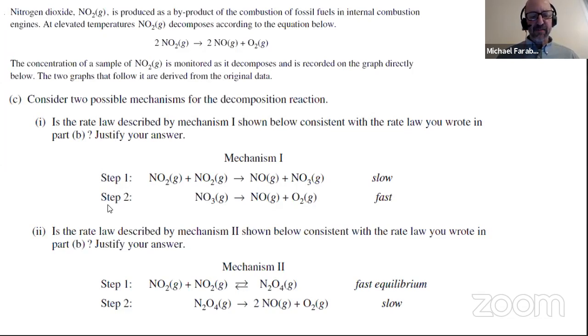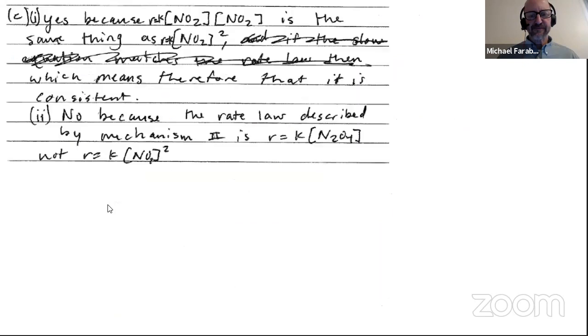We also have a second mechanism in which we have a fast equilibrium for step 1 and a slow step for step 2. Each of these questions asks the exact same thing: is the rate law described by the mechanism consistent with this second order rate law that we've already established? I can't put all of this on the same screen, so you can flip back and forth if you need to process this, but these are the 2 mechanisms. And now on the next slide, here's the student's answer.